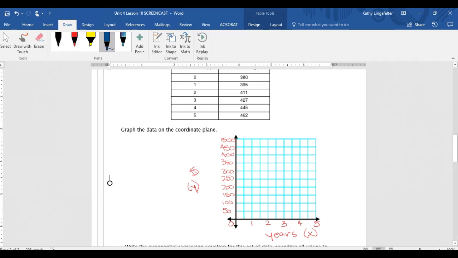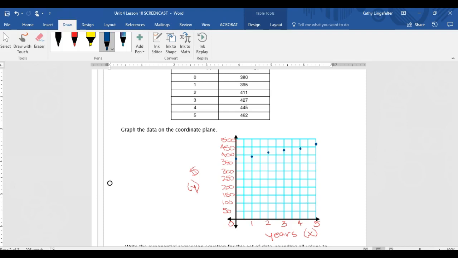Alright, 0, 380, 1, 395, so that's a little bit closer to 400, 2, 411, 3, 427, 4, 445, and, oh, dirty dogs, I did it again. 445, and then 5, 462. So these don't super look like an exponential function.